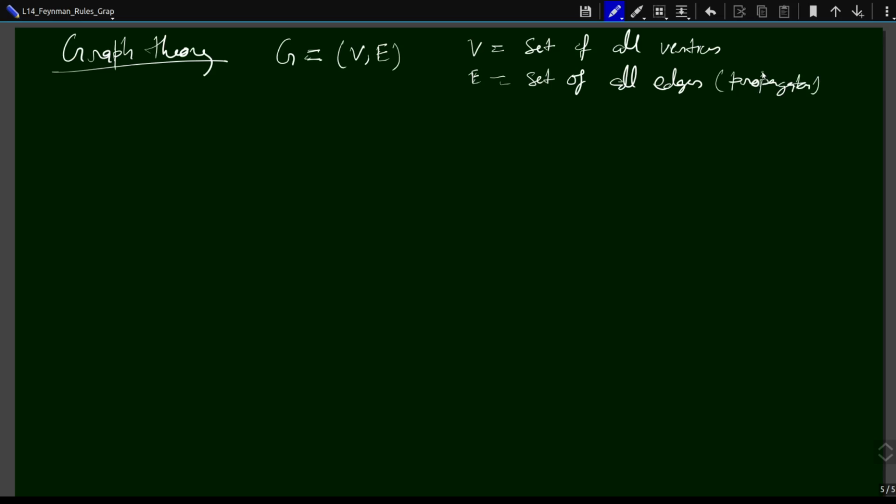Vertices are the interaction vertices, but I can have the initial and final state also described as one-point vertices. Okay, so that's the starting point for any graph. And there are certain things that we need to define, which is the degree of a vertex, which is equal to the number of legs at the vertex.